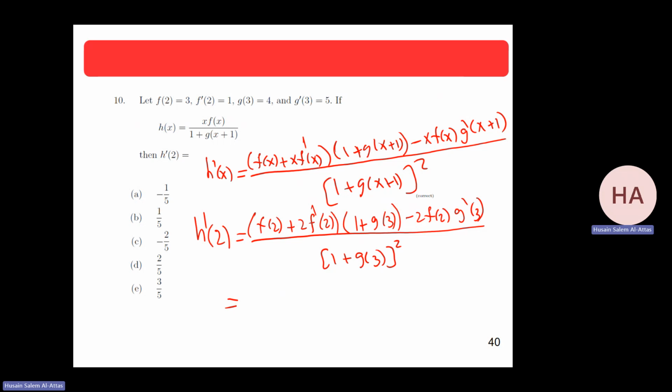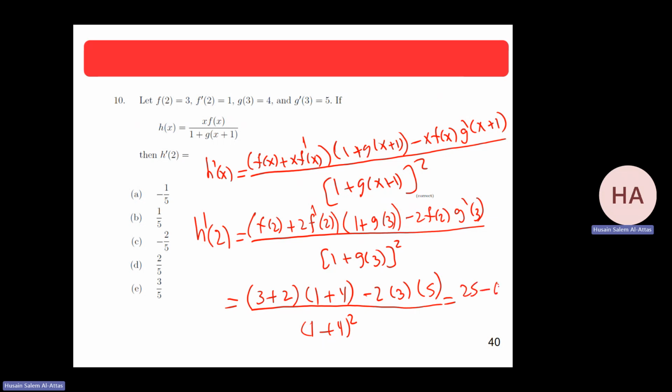Yeah, now let us put the numbers. f at 2 is 3. f prime at 2, that is 2 times 1, which is 3 times 3 plus 2... 1. g at 3 is 4, minus 2, f at 2 is 3, g prime at 3, 5, over 1. g at 3 is 4, square. Does that give me what? 25 minus 6 minus 30, not 60, minus 30, over 25. That will be minus 5 over 25, which is minus 1 over 5. And that will be my answer.